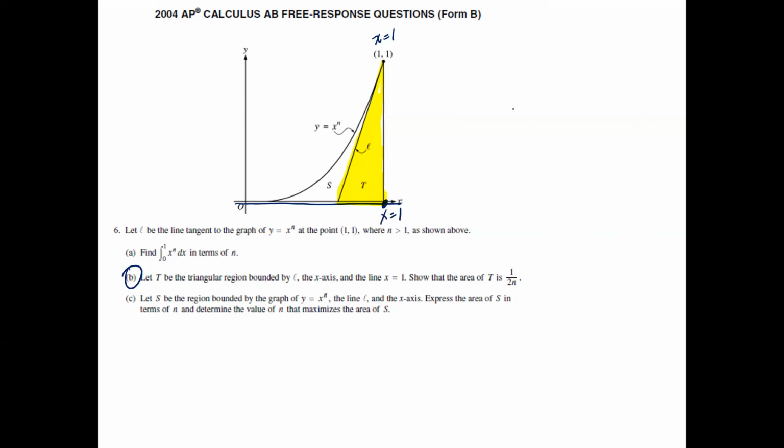So looking at this part right here, you have this triangle. You know this point right here is x equals 1. I don't know what that point is. So in order for me to find the base, I will have to figure out that point right there, so I can take 1 and subtract from it. However, I do know that this point right here is (1, 1). So I know that y equals 1, so the height of this region is 1.